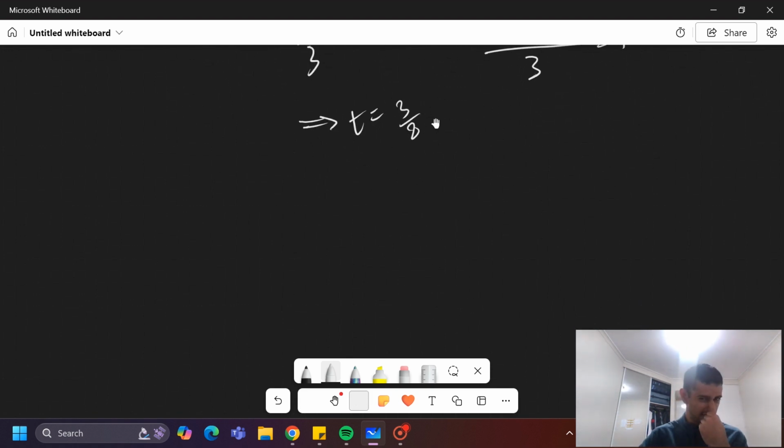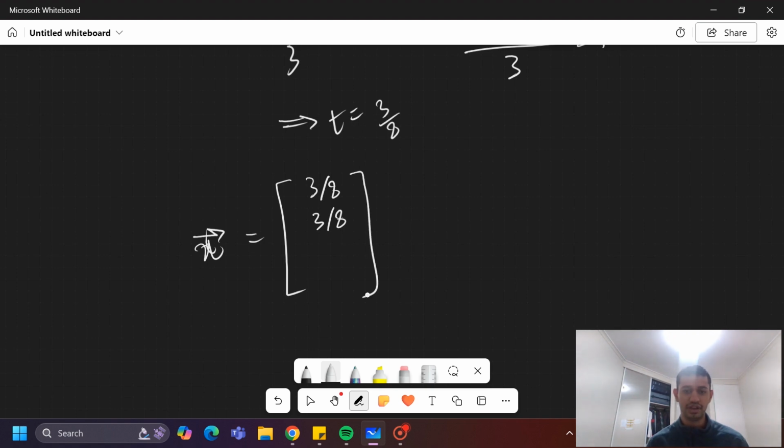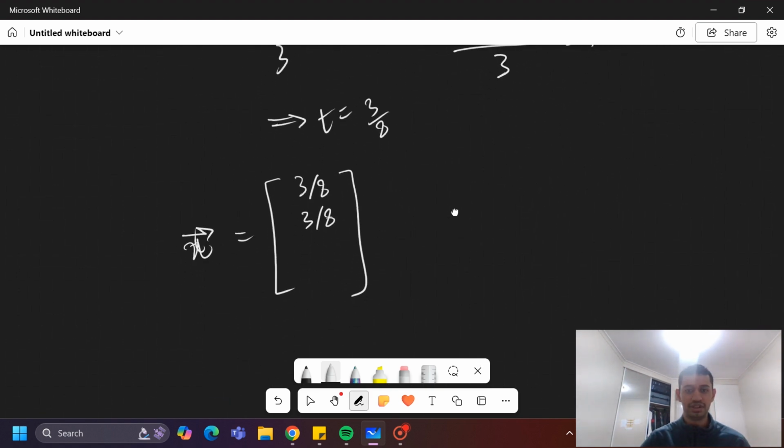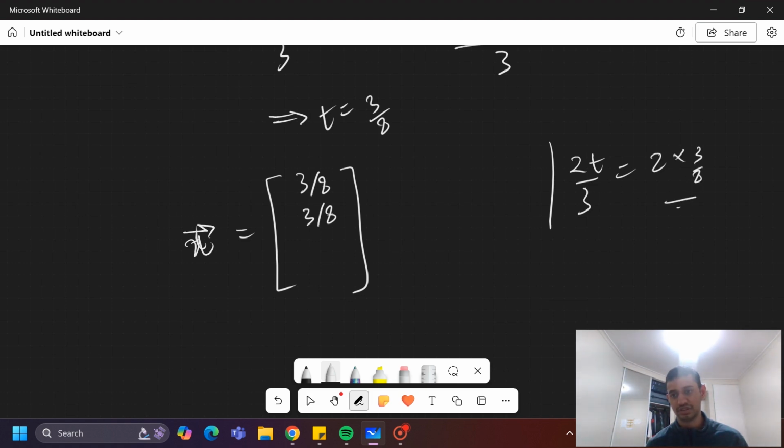I will leave these as fractions. If you're very keen on getting decimals, which some people are, you can always evaluate the result for yourself. That is 3 over 8, that is 3 over 8. And the last one is 2t over 3. So since t is 3 by 8, and we need 2t by 3 for the last element, we can go 2 times 3 by 8. So that would be 3 by 4 by 3, which is just 1 by 4. So this is 1 by 4.